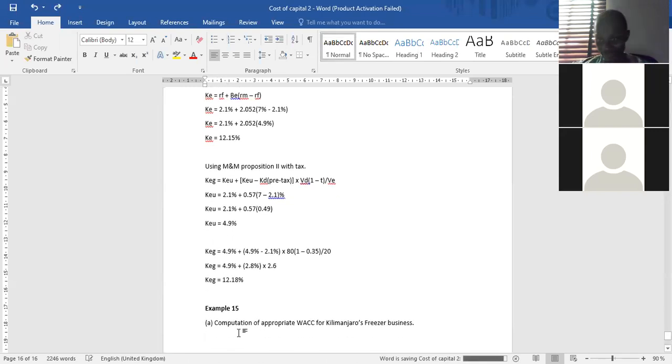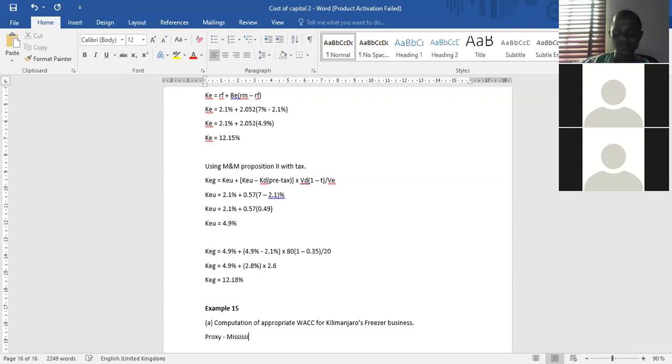We already know the procedure, Abby. The first thing, if you want to compute project specific cost of capital, is what? Identify the proxy company. What's our proxy company here? The question gave us 4 different companies that are already in the freezer industry. We have the 4 companies to be what? Mississippi, Limpopo, Zambezi, and Nile. All these represent our proxy companies. Okay, so we are going to use all the 4.